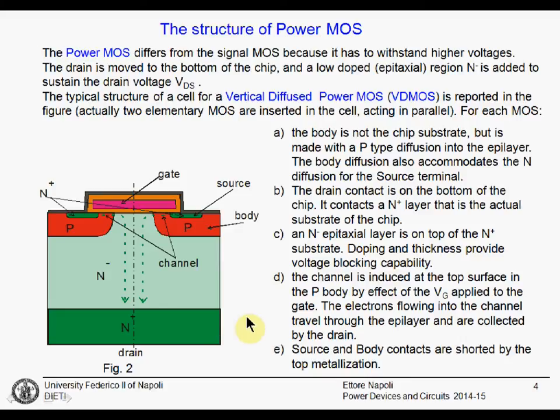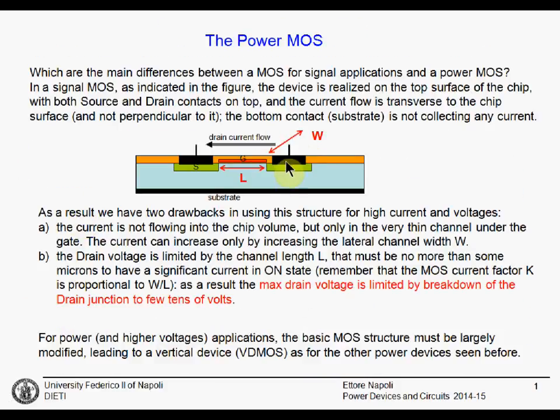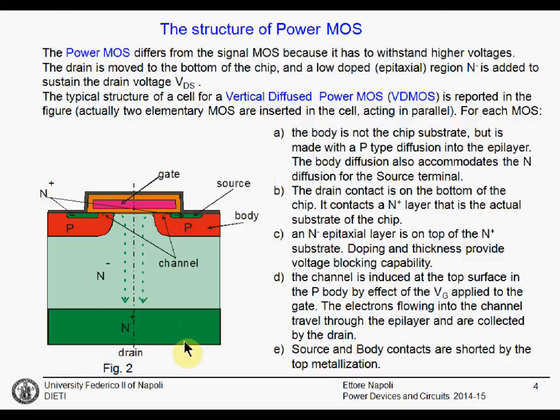This structure is not that difficult to understand. The difference, if you look at just half of this structure, is that we are simply taking this drain and moving it to the bottom, getting a device with the source on the top and the drain on the bottom. The ohmic conduction between the drain and the channel is guaranteed by the fact that the drain is very wide. The drain starts from here, but it is also here.